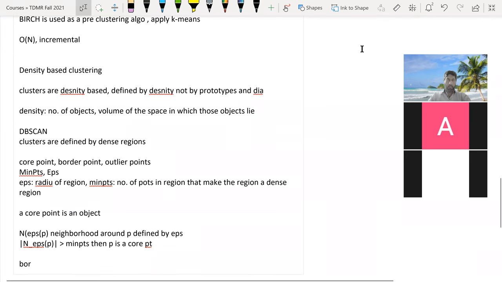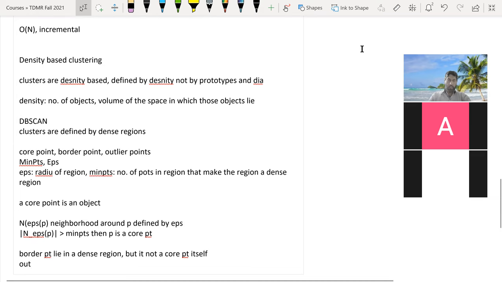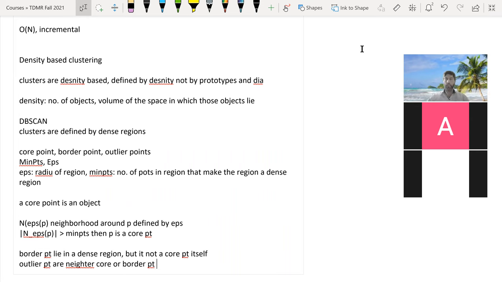So if I want to write, border point lies in a dense region, but it is not a core point itself. Okay? And then of course, outlier points are neither core nor border points.